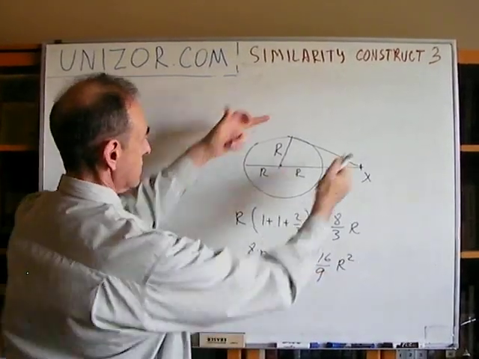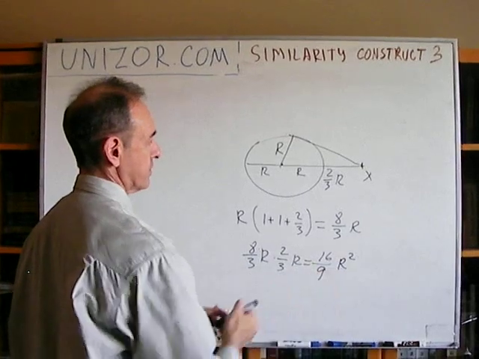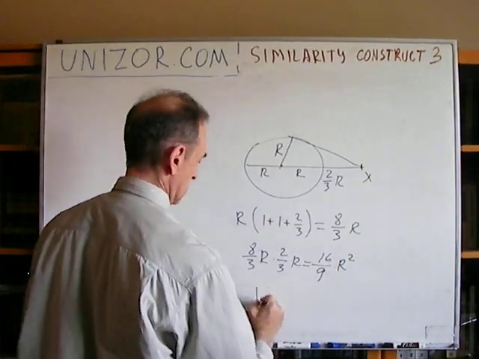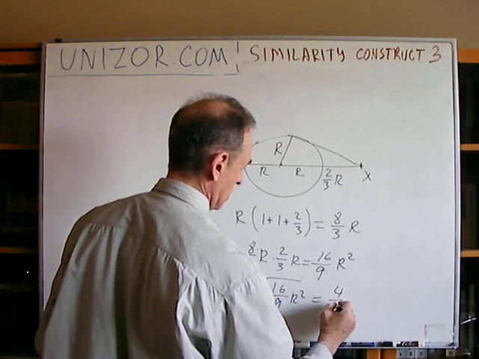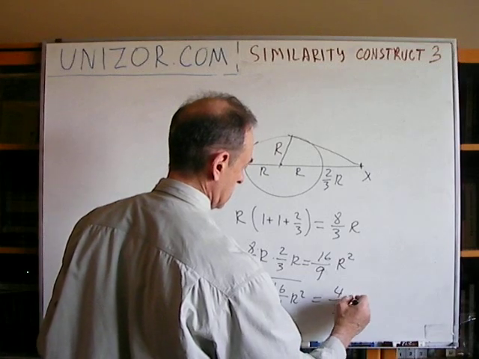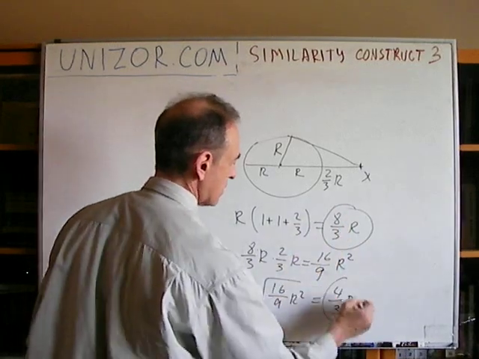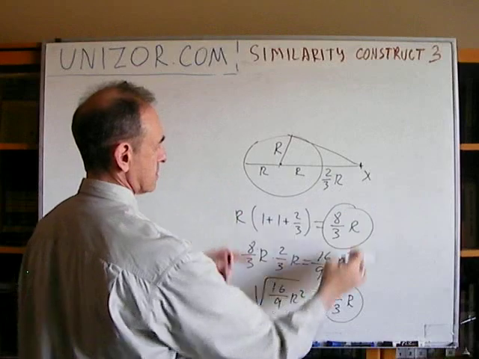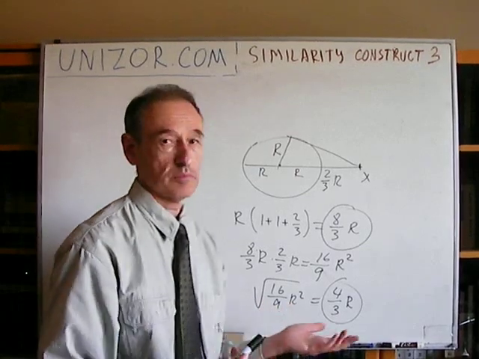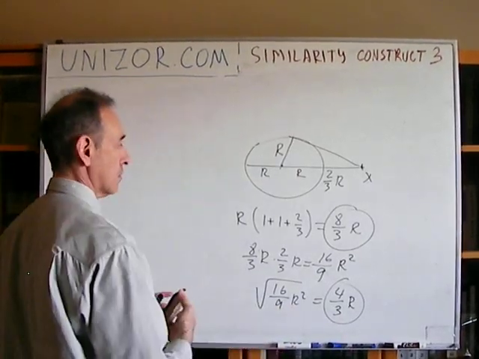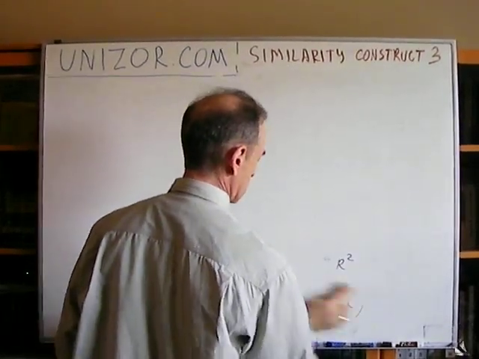Now, I know that the square of this length is this particular thing. So what's the length? The square root of 16 ninths of R square, which is 4/3 of R. And as you see, this is twice as big as this. This is the total length, and this is my tangent. So this is basically a checking procedure that I did the right thing. Or you can use the theorem of Pythagoras to check the same thing.